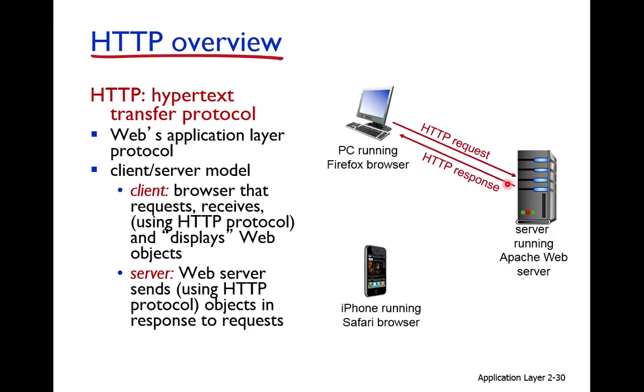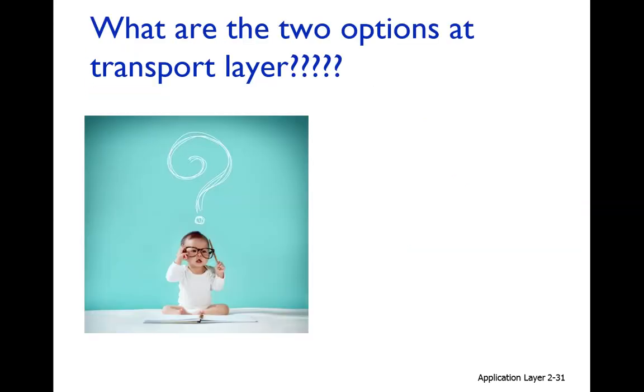The client sends an HTTP request and the server responds with an HTTP response. So there are two types of messages, HTTP request and HTTP response. So first, HTTP uses the client server model. Okay, next, what are the options at the transport layer?